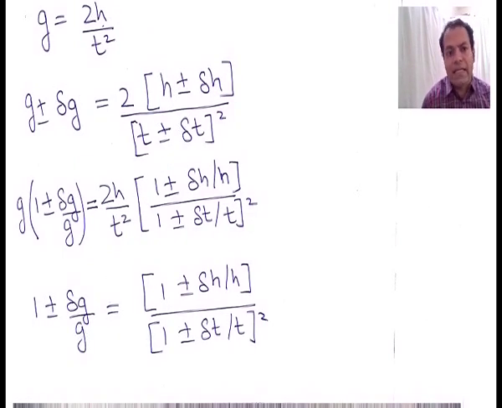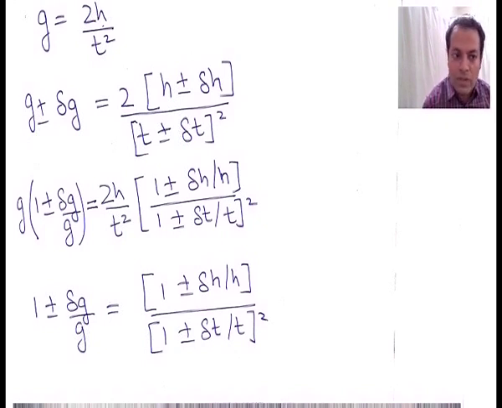Let's see how we can get at this expression. Though you can take it as a rule, you may be interested to know how we came to this rule. Once more we begin. g is 2h upon t square. Now there is an error in g that we call delta g. So g plus minus delta g. And what is this error due to? It is due to an error in the height measurement and an error in the time measurement. So on the right hand side, instead of h, I write h plus minus delta h. And for time, I write t plus minus delta t.